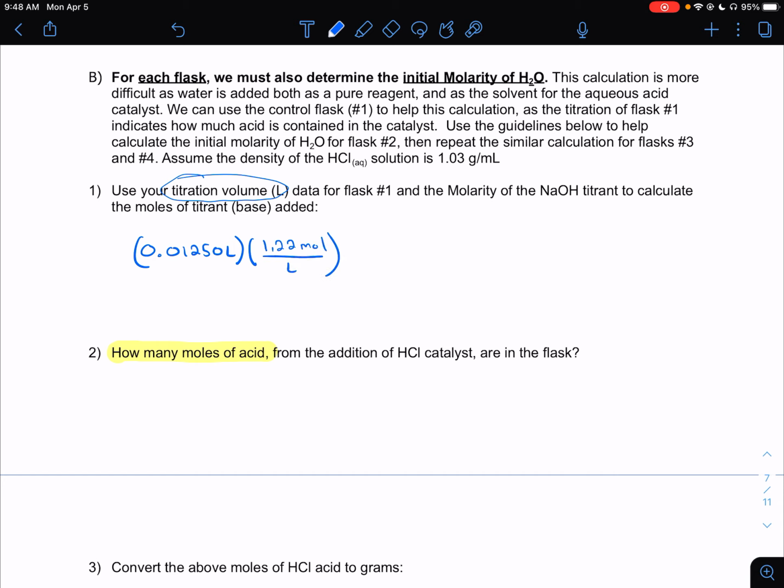And we can see our liters are going to cross off. I can do that in my calculator: 0.01250 times 1.22, and I got 0.01525. Let's label that, because what did we find here? This was moles of sodium hydroxide. So that's how many moles of sodium hydroxide it took to reach the endpoint.